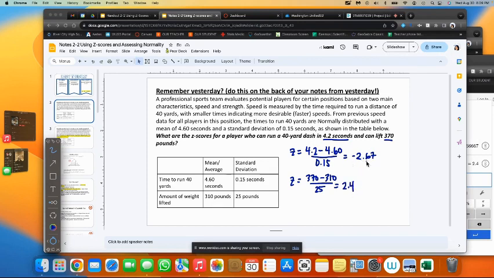So interpreting these in context, it means that this player is fast. He's 2.67 standard deviations below the mean in terms of time it takes to run 40 yards. And in terms of strength, he is 2.4 standard deviations above the mean. In this case, that's good. So this is a good player because he is, I guess you can say, above average in both the amount of time it takes him to run as well as the amount of weight lifted.